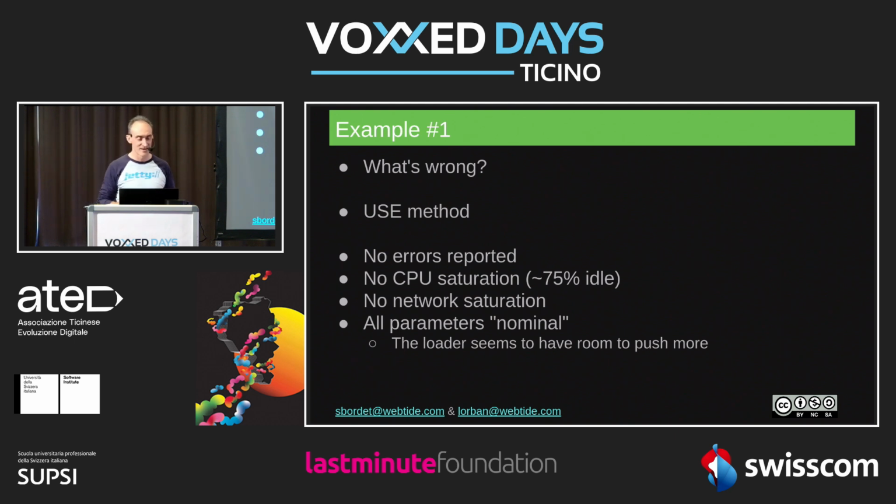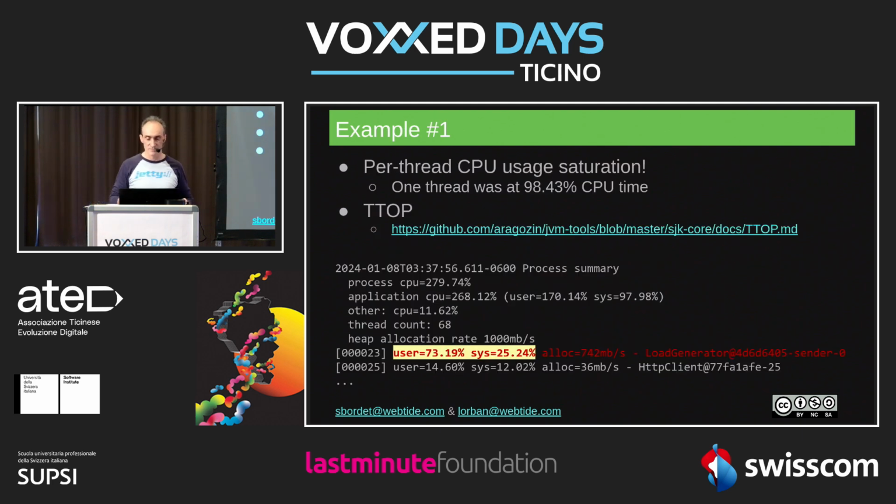No errors. Okay, so let's see, no CPU saturation, obviously, because we just look at the average and it was 70% idle. Okay, so that means 30% usage only? Easy, plenty of space for CPU, no problem. There was no network saturation because the requests were really small, so the network was not a problem. All the parameters were nominal, and so why does it not work?